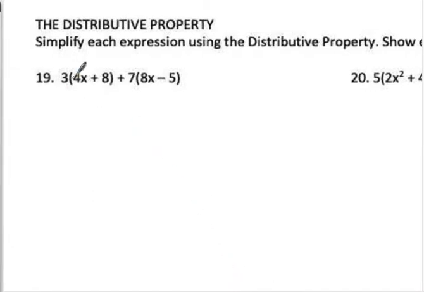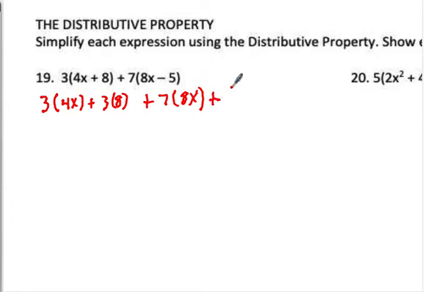All right, distributive property. Show me the steps. I know that most of you probably are comfortable enough, and after this quiz, I won't make you show the steps anymore. But this quiz, you need to show the steps. You need to show me the 3 times 4x plus 3 times 8. And then show me the plus 7 times 8x. And then we'd have a plus 7 times a minus 5. So that would be plus 7 times a minus 5.